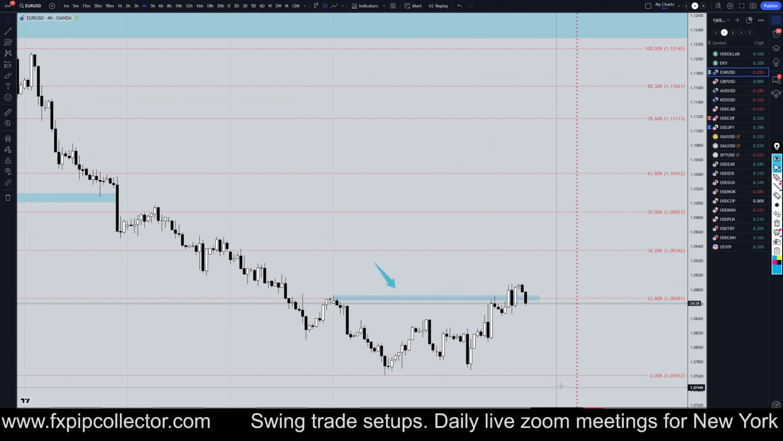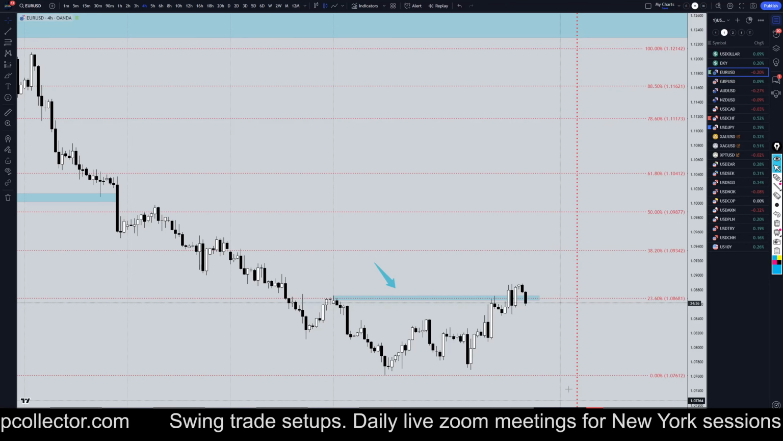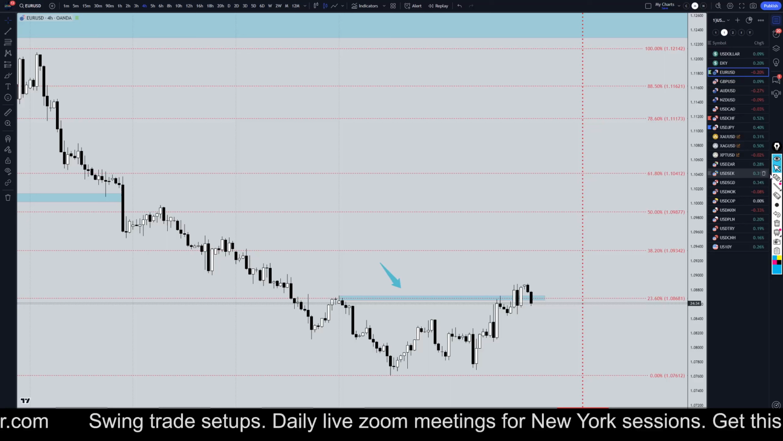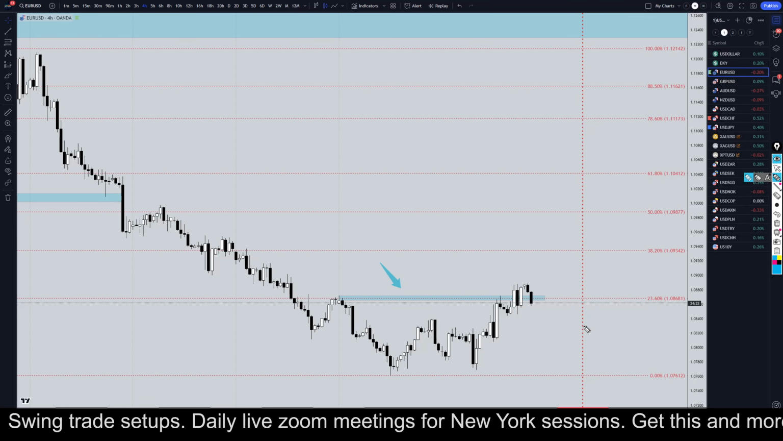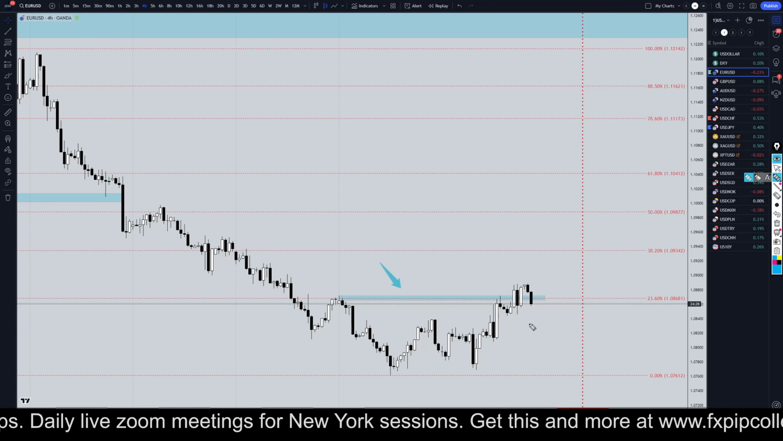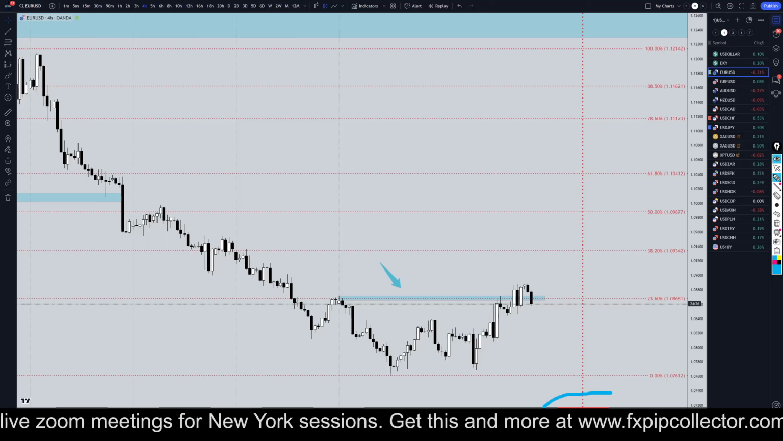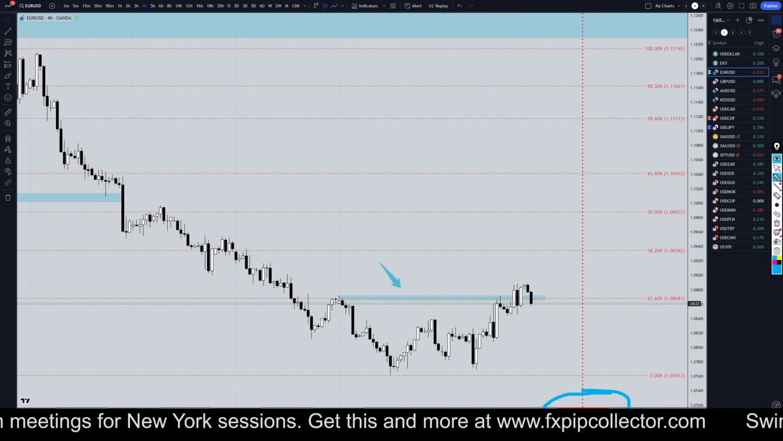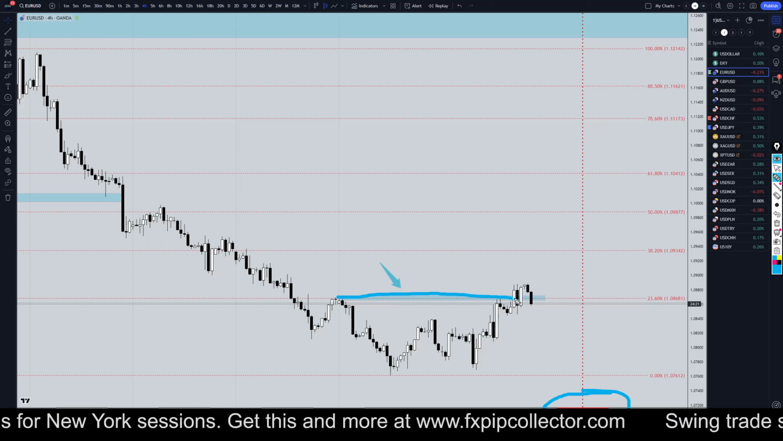On the 4 hour time frame, this red line right here is the US election. We only have a few trading days left until the US elections. I think there's going to be a lot of market volatility this year from the election. So definitely be aware. November 5th is a big day for the markets. But like I said, we do have a break of structure.